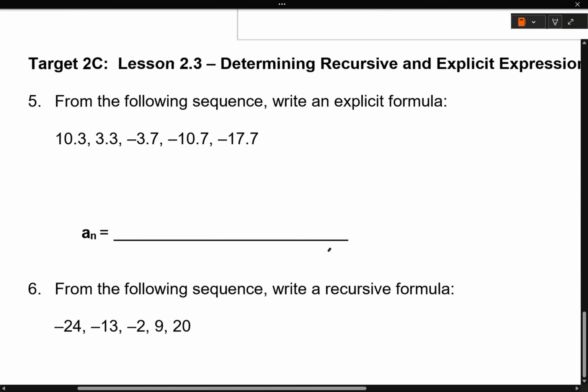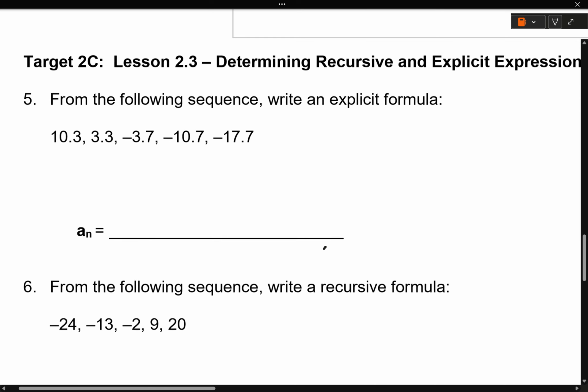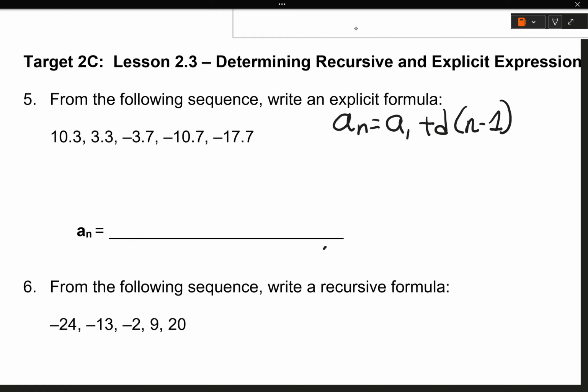In number 5, what we're going to do is write a formula using this sequence. We're going to be using the explicit formula. The explicit formula is a sub n equals a sub 1, the first term, plus d, our common difference, times n minus 1. Now, since this is the formula, we're going to leave a sub n and n minus 1 alone. We're not touching it. We don't know what it is. They stand for the terms we're looking for. We're not looking for anything.